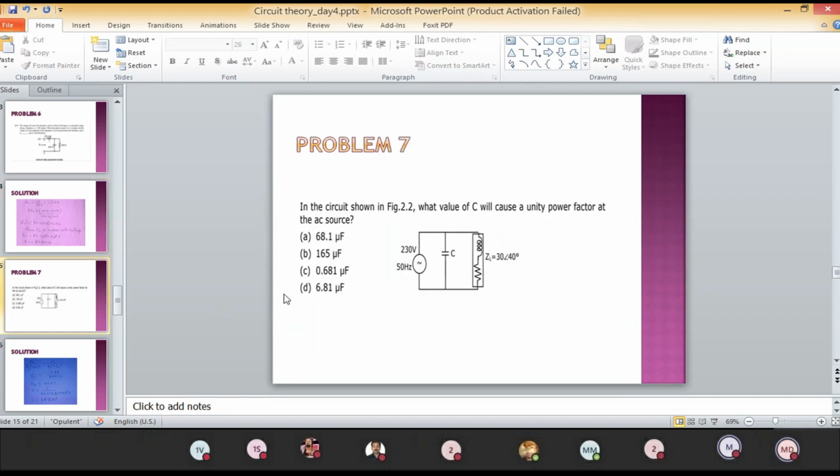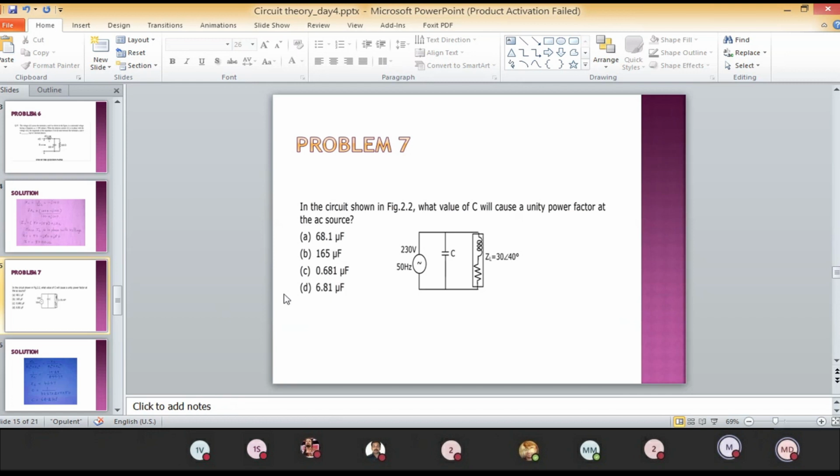Now let us proceed to another problem. In the circuit shown, what value of C will cause a unity power factor at the AC source? So 230 volts, 50 hertz.